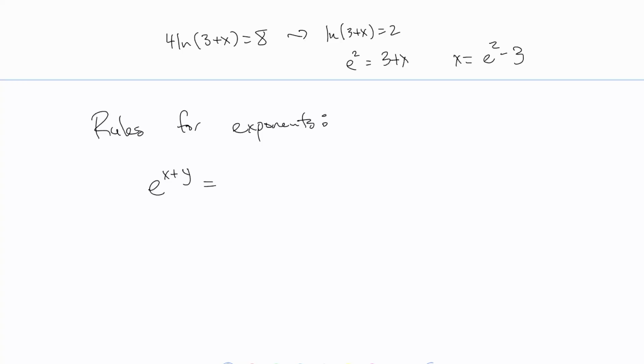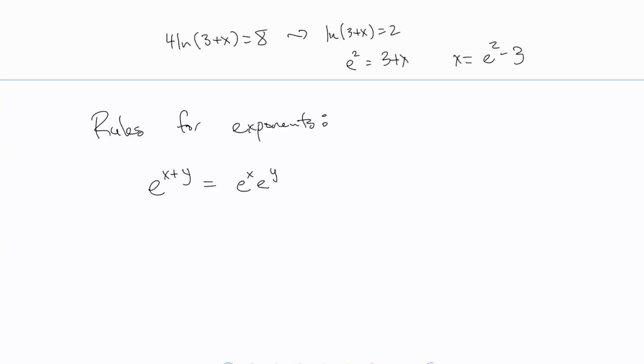Don't say e to the x plus e to the y. It's not that, but it's something. Yeah, it's e to the x times e to the y, like that. This is a rule of exponents. This is not a special rule about e. It's actually true of any exponents. We all know you add the exponents in a situation like that.